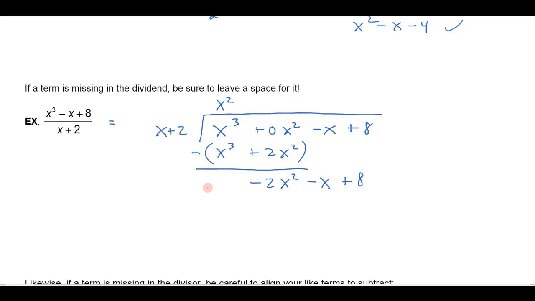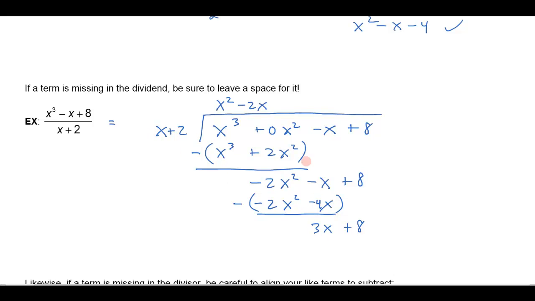Okay? And just do it again. Multiply x by negative 2x, that will give you a negative 2x squared. Negative 2x times 2 is negative 4x. Go ahead and subtract that very carefully. Be sure and put parentheses, put a minus out front. Negative 2x squared minus a negative 2x squared is 0, as it should be. Negative x minus a negative 4x, that's really adding 4x. Minus x plus 4x is 3x.